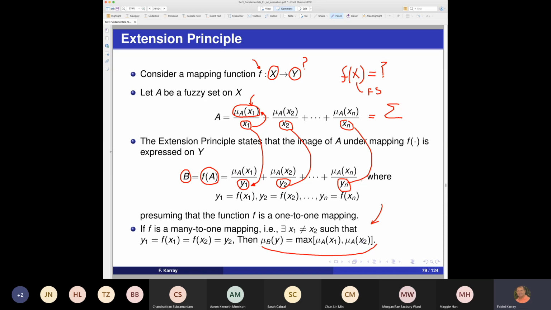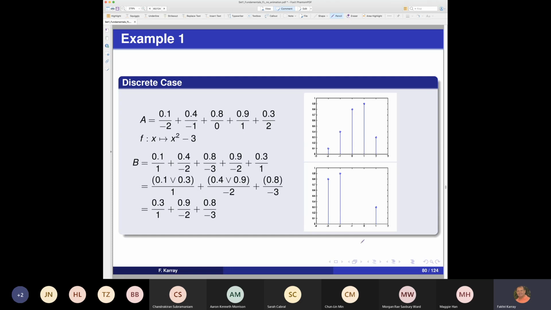I would like you to understand this factor, and I'm going to show it to you in a small example. So let's look at this particular example, where x squared minus 3 is the mapping, and as you know, this is a parabola. A parabola has a many-to-one mapping. So if you have a value x1 here and a value x2 here, then they have the same value of y.